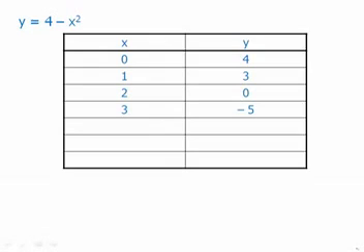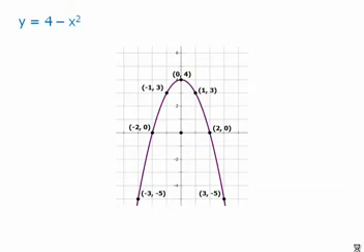We should also go in the other direction. If we plug in negative 1, we get 3. We plug in negative 2, we get 0. If we plug in negative 3, we get negative 5. So we certainly see some symmetry emerging here. And in fact, if we plot these points, then what we'll get is a graph, and it will be very clear that (0, 4) is the vertex, and the line of symmetry is the y-axis.